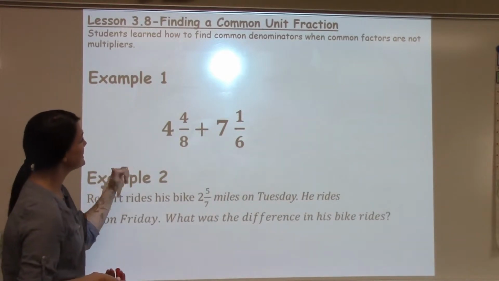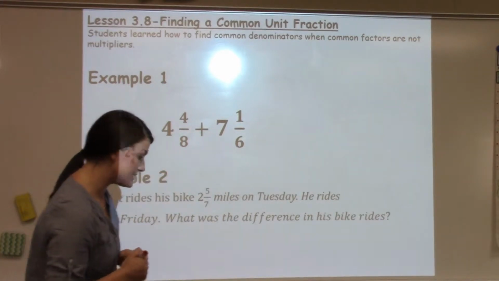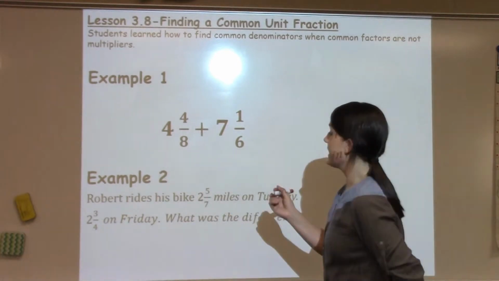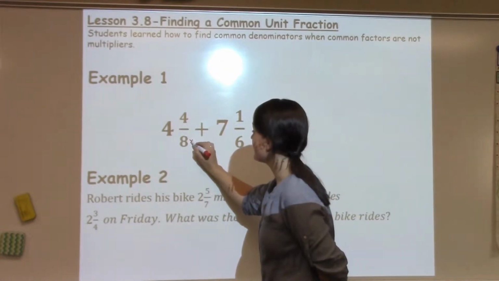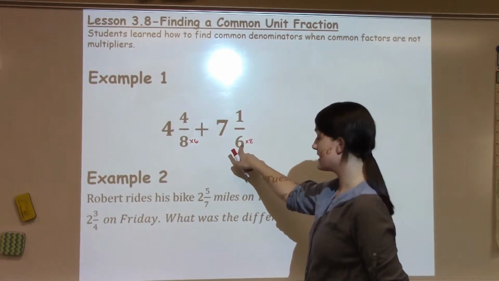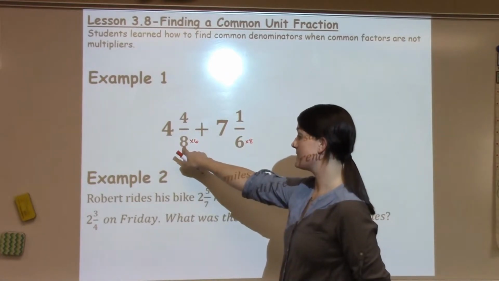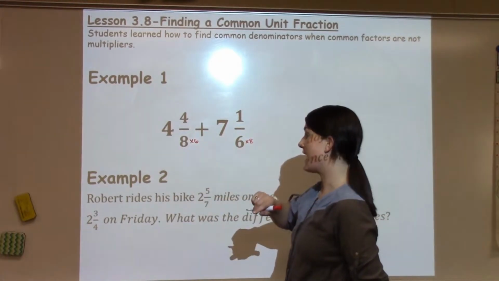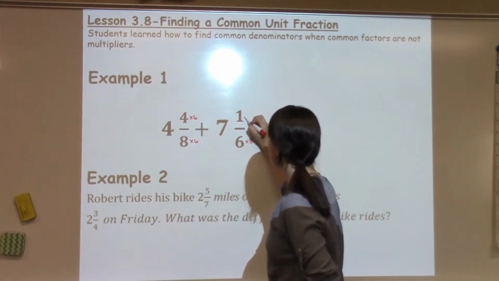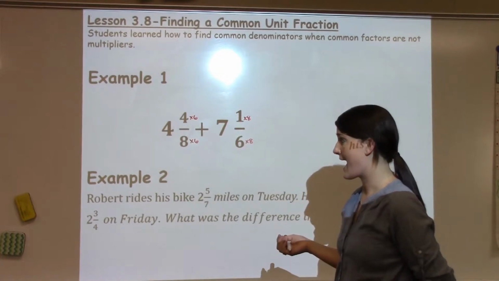So I'm going to show you today with the first example. It says 4 and 4/8 plus 7 and 1/6. So one strategy that students can use is to multiply the denominators by each other. Alright, so the opposite denominator was 8, so I took 6 times 8. The opposite denominator here was 6, so I took 8 times 6. I would have to do the same thing to the top. I would change the fractions and then I would add.